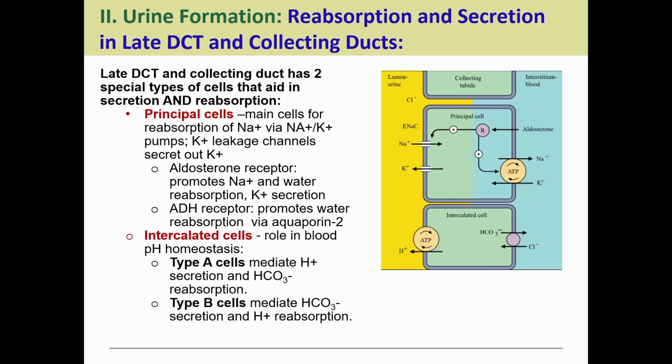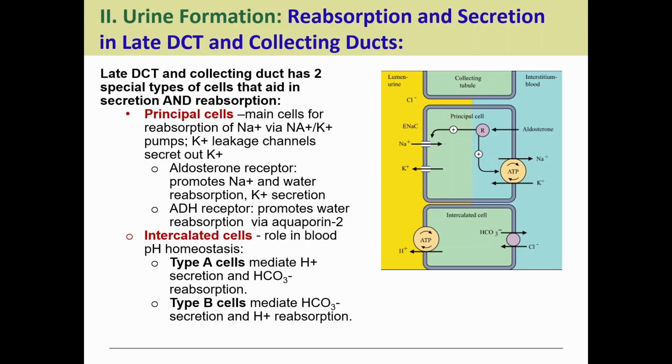As we go down through the distal convoluted tubule, later on in that, and before we get to the collecting duct, we have a couple different types of cells. We have the principal cells and the intercalated cells. I mentioned these before, but just to reiterate, the principal cells are responsible for the sodium-potassium pumps. This is where we respond to aldosterone. So aldosterone will promote the reabsorption of sodium and therefore water, and the secretion of potassium.